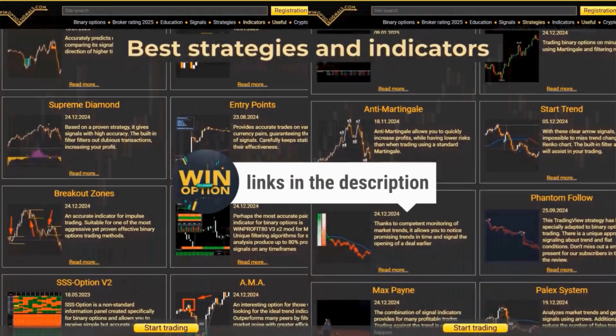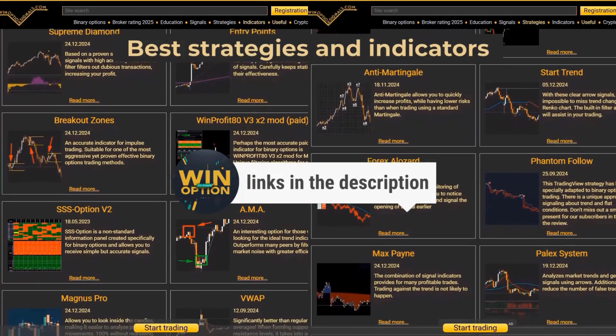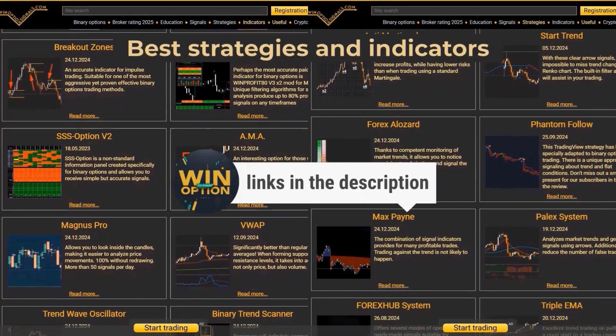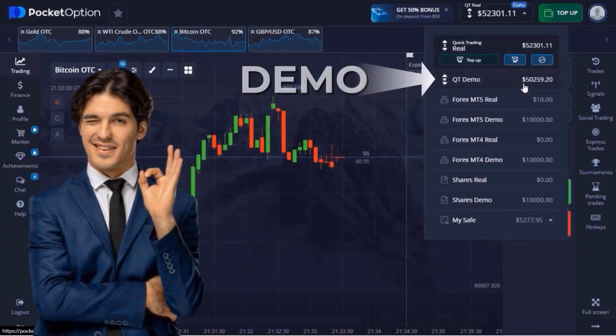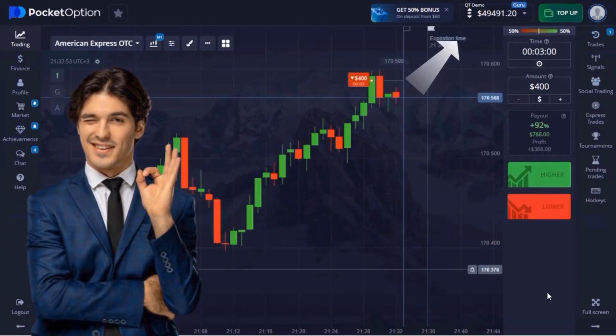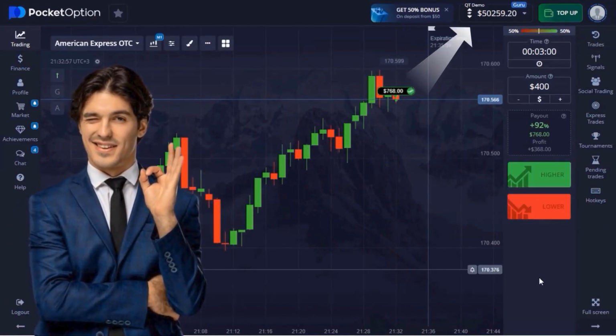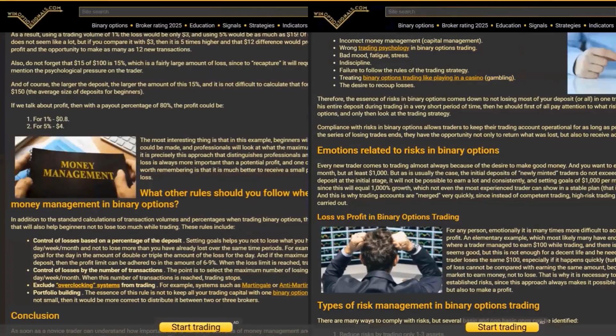And remember, any strategy or indicator is just a tool that you need to learn how to use correctly. Be sure to check and test the work of the indicator on a demo account and historical data, not forgetting the rules of risk and capital management.